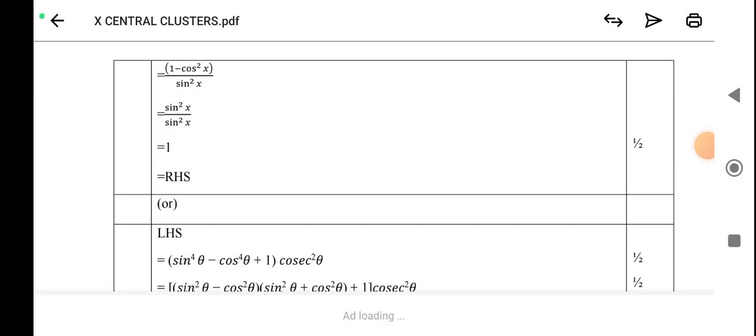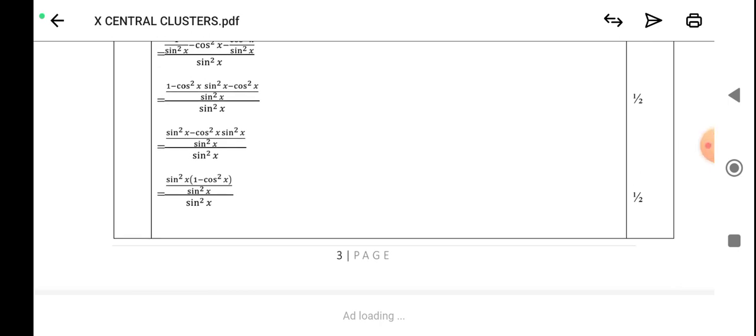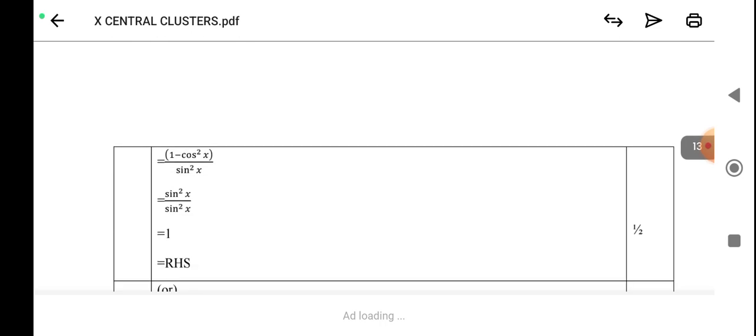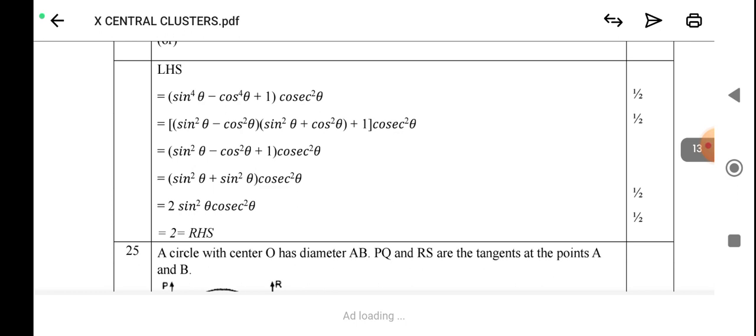Then you get this step. After simplifying this, you are getting 1 minus cos square x by sine square x. Cancel and I am getting 1. Another way: sine power 4 theta minus cos power 4 theta plus 1 times cosecant square theta. Simplify now, and you are getting the answer 2.